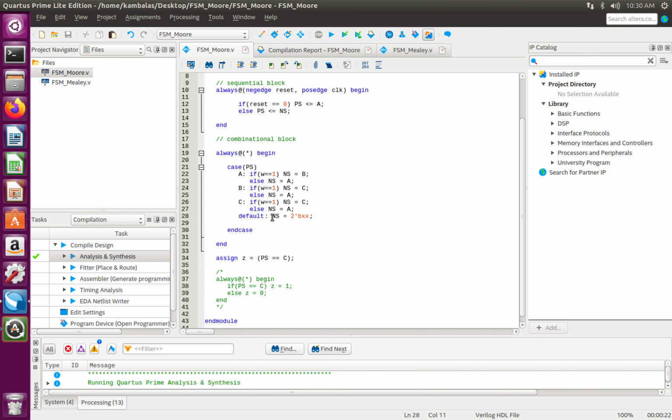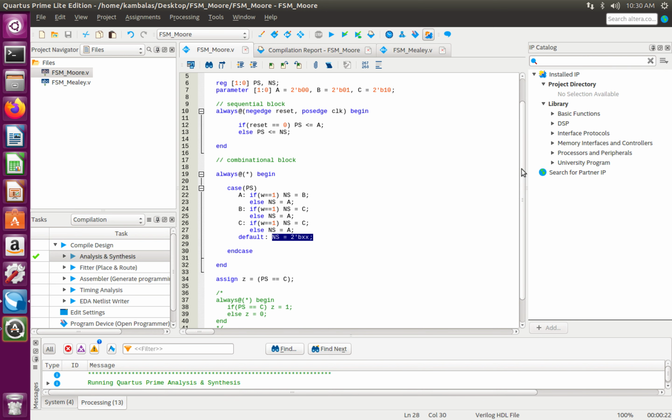And in my default statement, what I would like to do is set my next state to X. X basically means it won't set it to A, B, or C. The reason I want to set this to X is because when I'm testing this in ModelSim, if I see X's, then I know that my state machine is not encoded, or I have not described my Verilog for the state machine correctly.